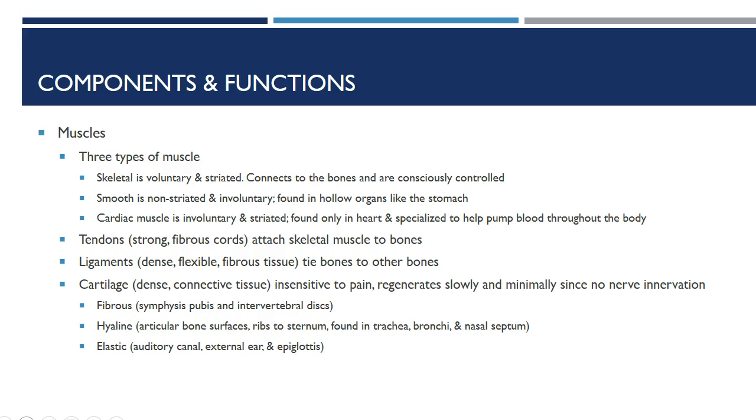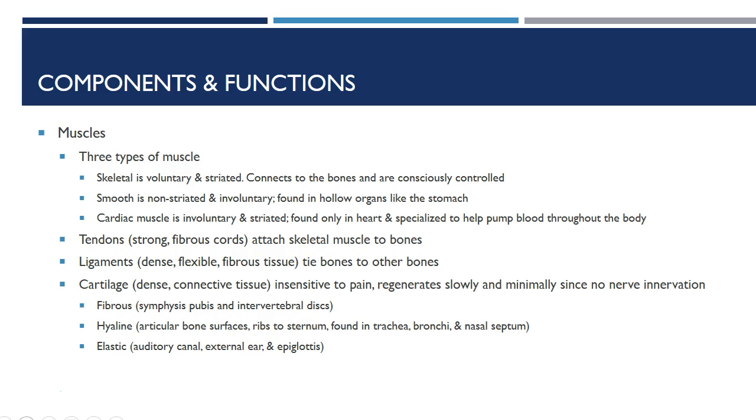So, we have tendons, which are strong fibrous cords, and they attach to the skeletal muscle. They attach the skeletal muscle to the bones. Then we have ligaments, which are dense, flexible, and fibrous, and they tie bones to other bones. And then we have our cartilage, which is dense and connective. The cartilage is insensitive to pain because there's no pain receptors. It slowly and minimally regenerates, and the reason is because there's no nerve innervation.